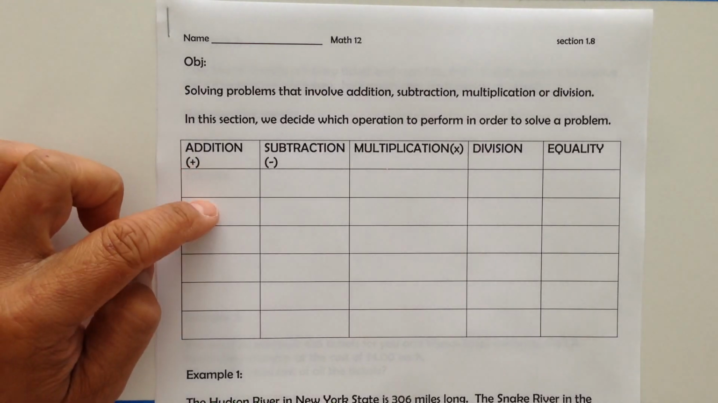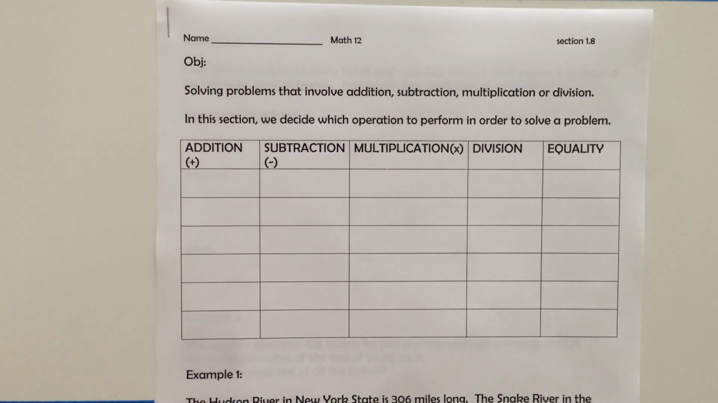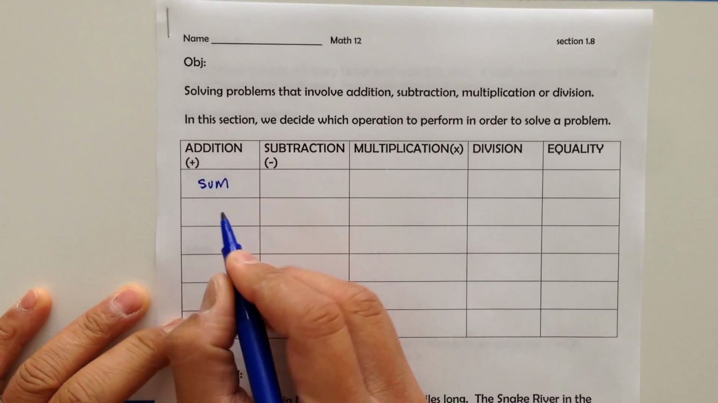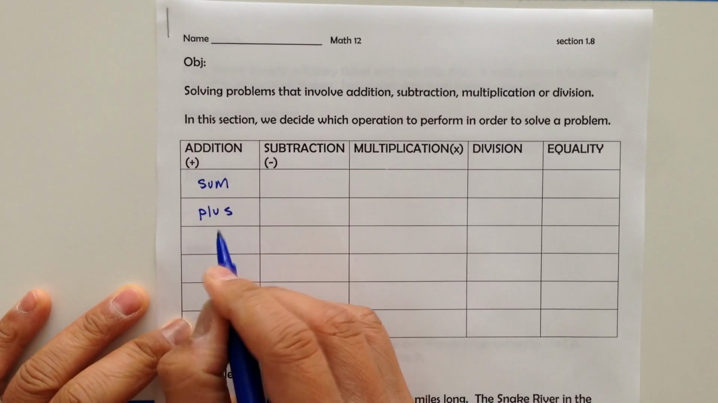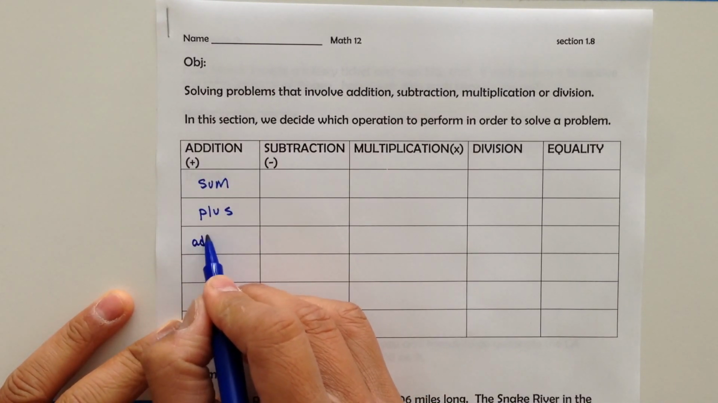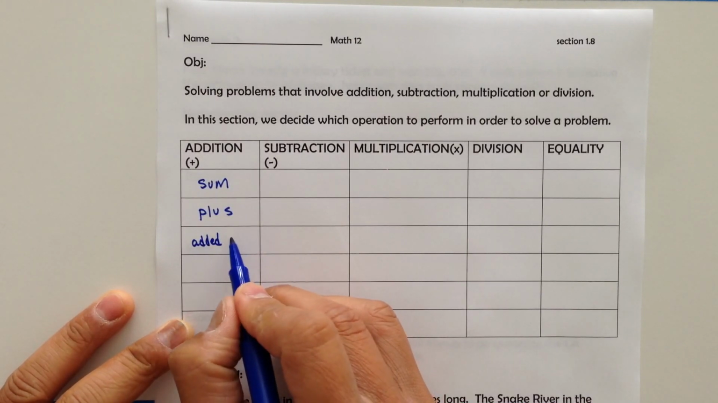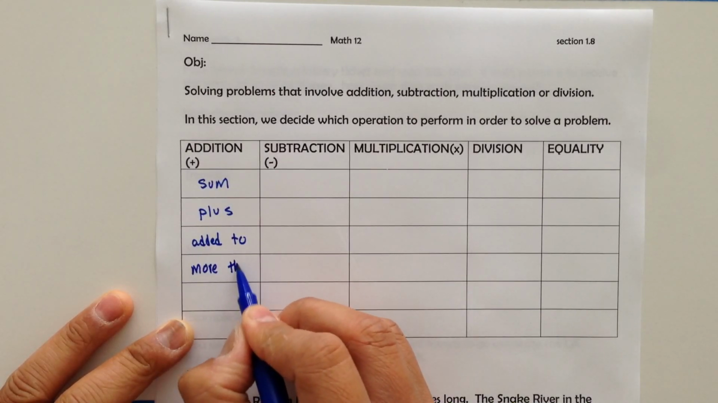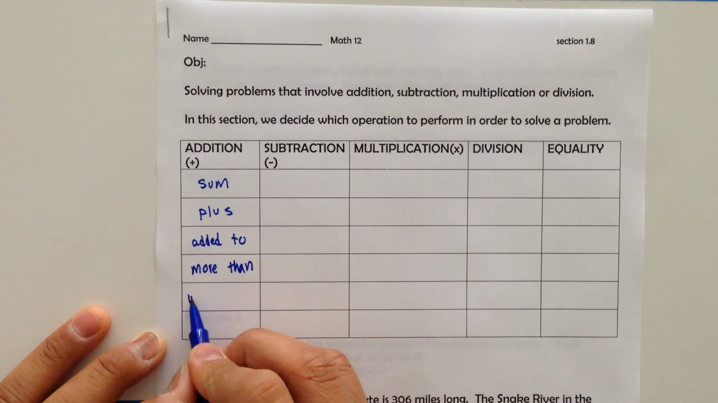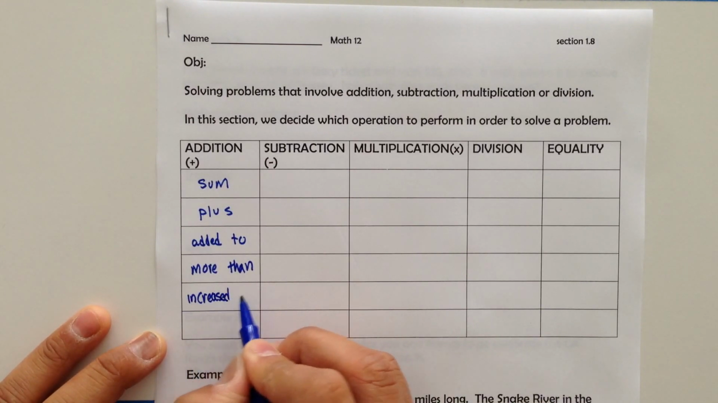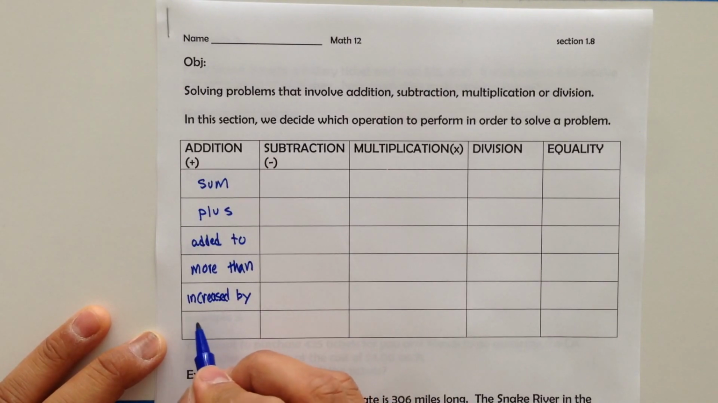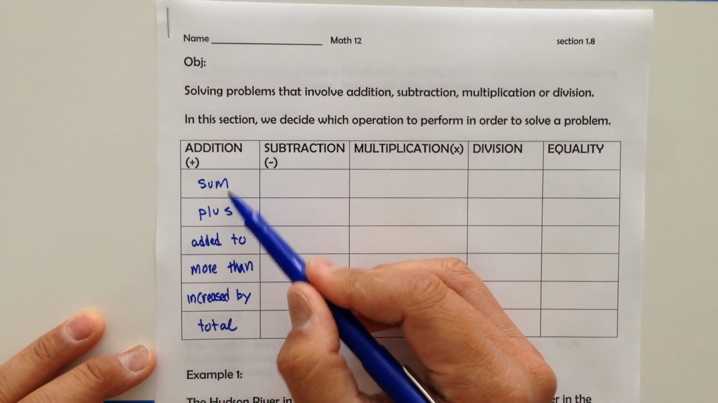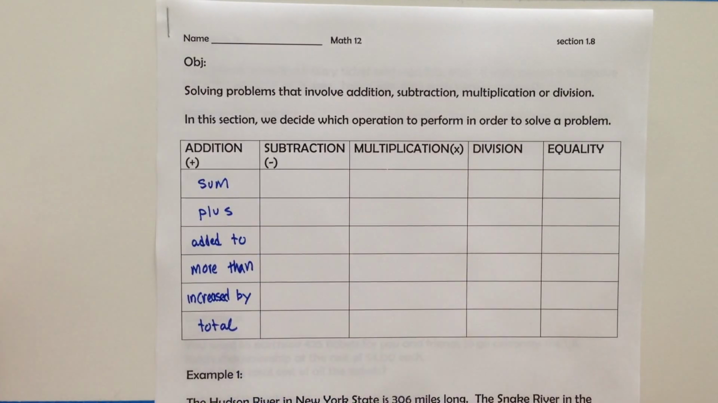There are 6 words that mean to add. One of them is the word sum. Plus means to add, and you would most likely have encountered some of these words in the past. Added to also means to add. More than means to add. Increase by means to add. And the word total also means to add. If you read a problem and see any one of these 6 words, then it means to add.